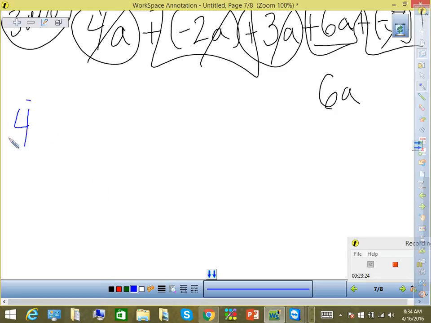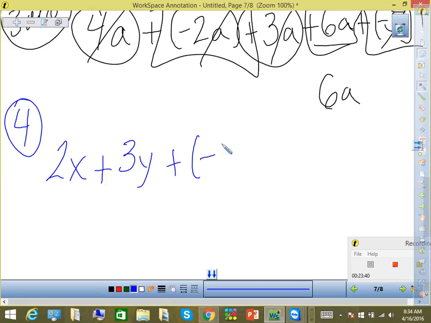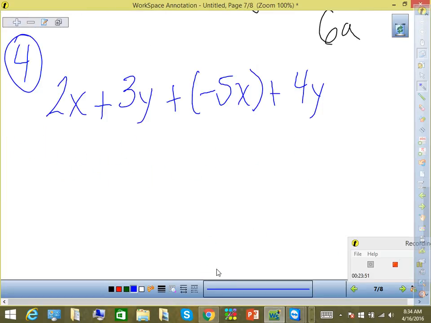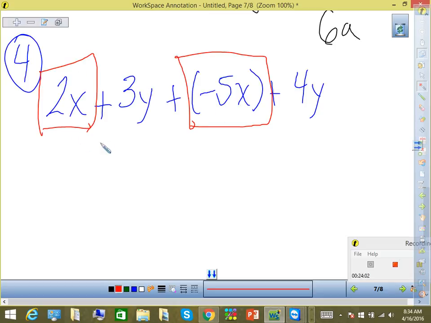Example number 4. Here we go. Mark will stop that with a ruler. We got 2x plus 3y plus negative 5x plus 4y. Let's do this one together. First scan is look for variables that are the same kind. So I see x and x. So I'm going to box those two. And I'm going to focus on those two.